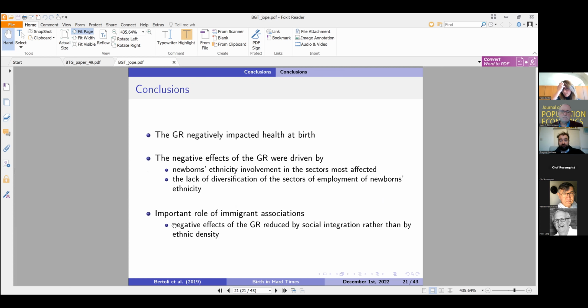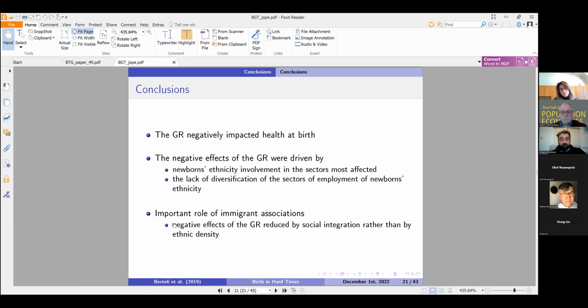So concluding, we see that the Great Recession negatively impacts birth outcomes, especially for immigrants. We see that the burden of the crisis on immigrant newborns is driven by their ethnicity's involvement in the sector most affected by the crisis, and also by the lack of diversification of the economic sector in which their ethnicity is involved. And I can tell you that we checked this also on the Italian sample, and there was no effect in this sense.